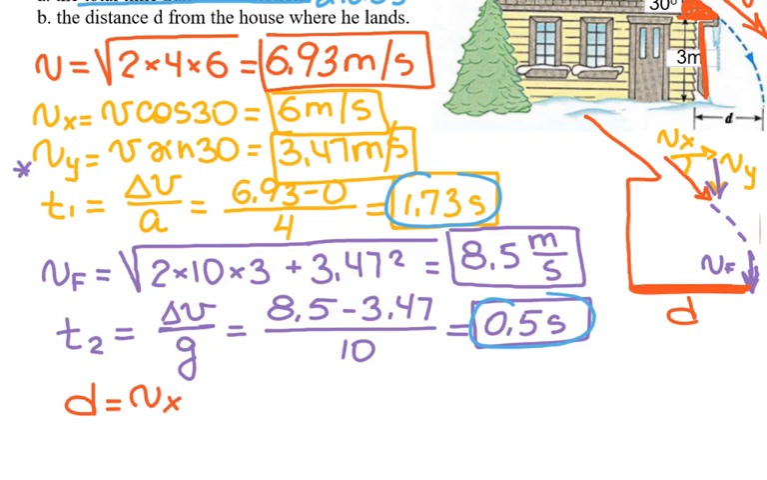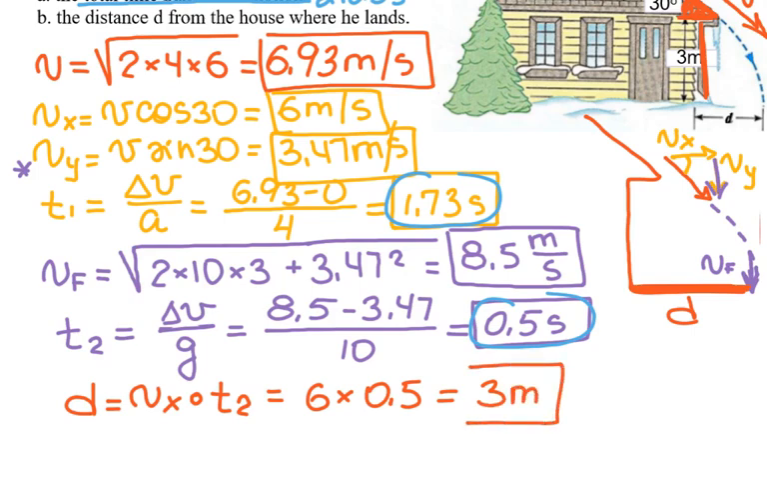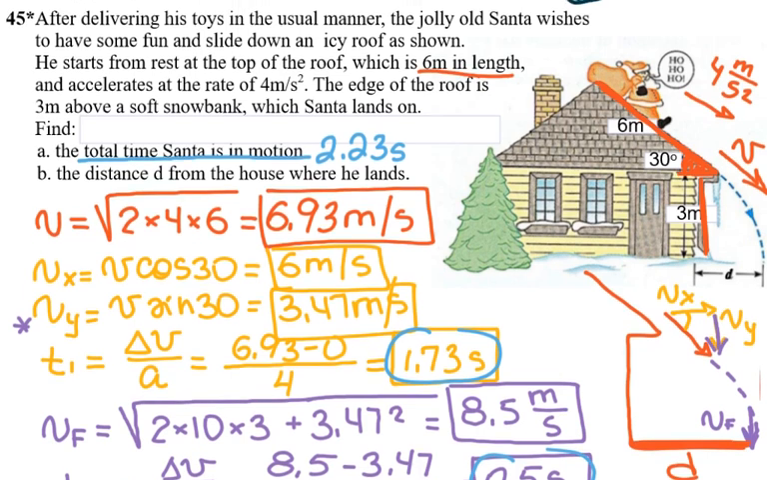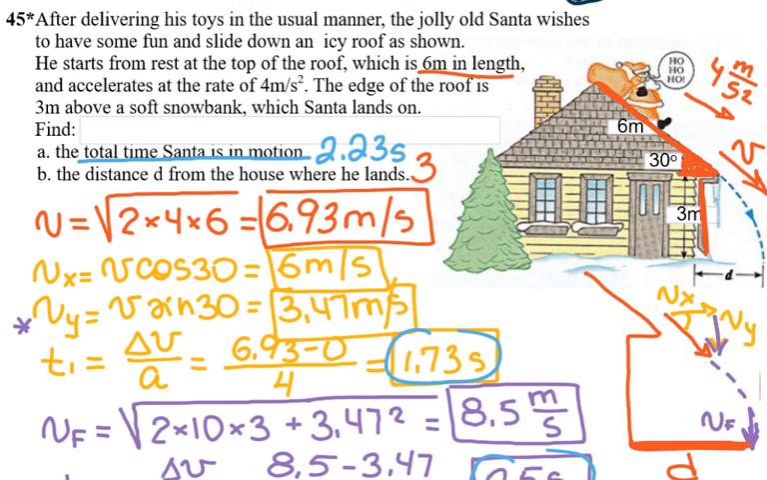Vx, which doesn't change, the horizontal velocity is going to stay the same, times the time that it's going to take to fall. So Vx is 6, and the time to fall is 0.5. That gives me 3 meters. So Santa is going to land 3 meters away from the building. So here is going to be 3 meters. So I have the 2 answers that they asked me.